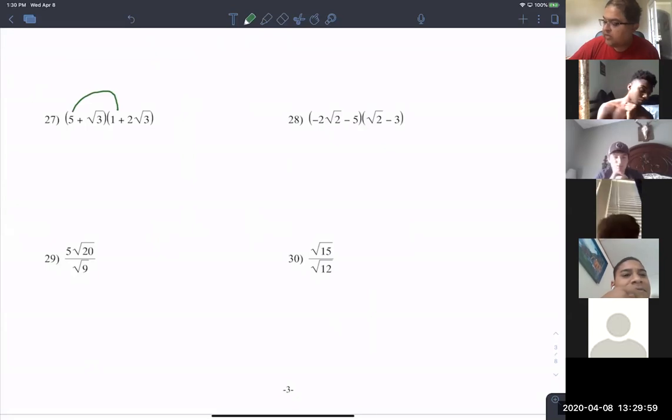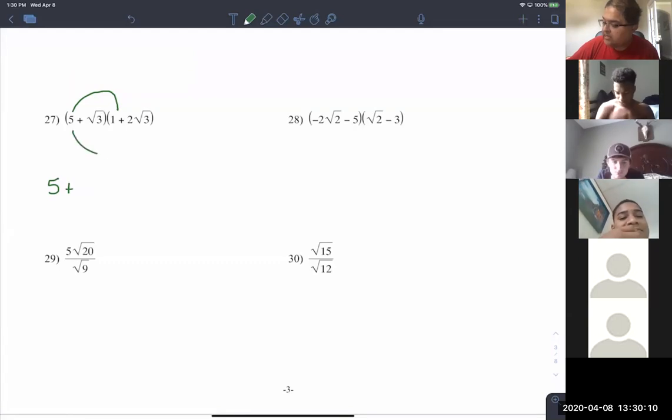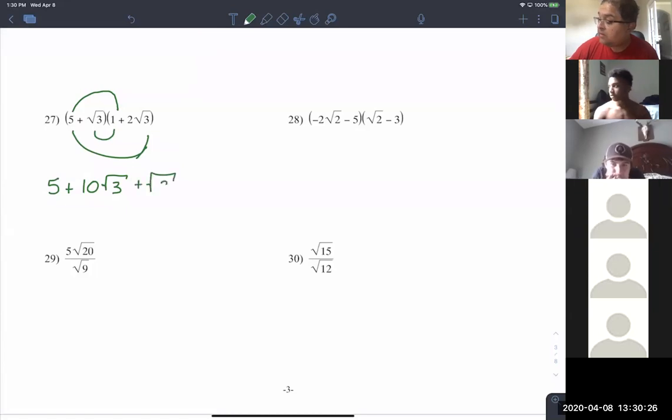So 5 times 1 is 5. Let me write this a little bit lower so I got room to write all my arrows. Then the outsides. So 5 times 2 root 3 is 10 root 3. Remember, the outsides get multiplied, the insides get multiplied, but in this case, there's no inside. Then the inside 2 terms, and then the last.